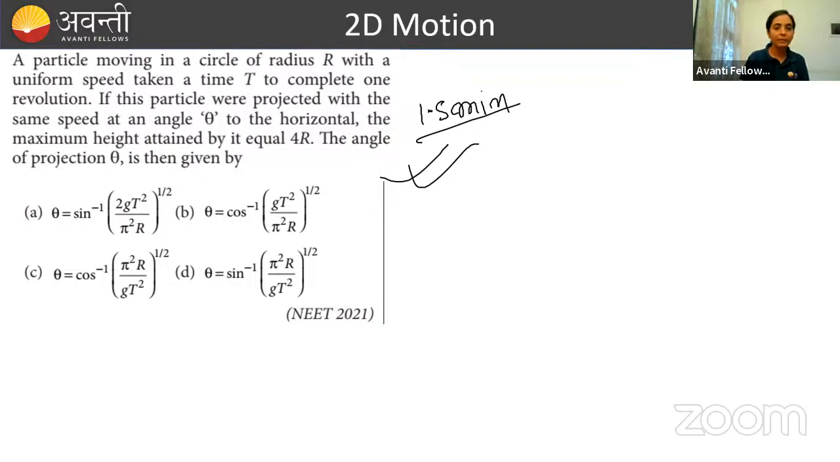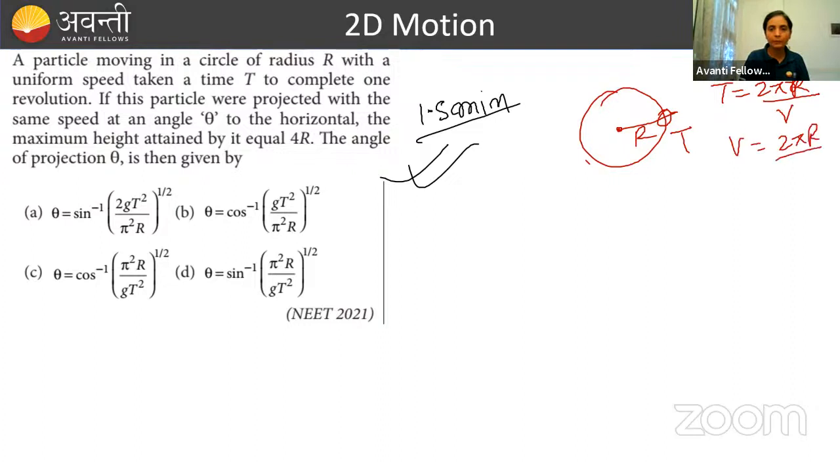Question is actually very simple. So what the question is, there is a particle moving in a circle of radius r with a uniform speed, and it takes time t to complete one revolution. It is completing one revolution in time t. So time t must be equal to 2 pi r by v, so velocity must be equal to 2 pi r by t. First thing.